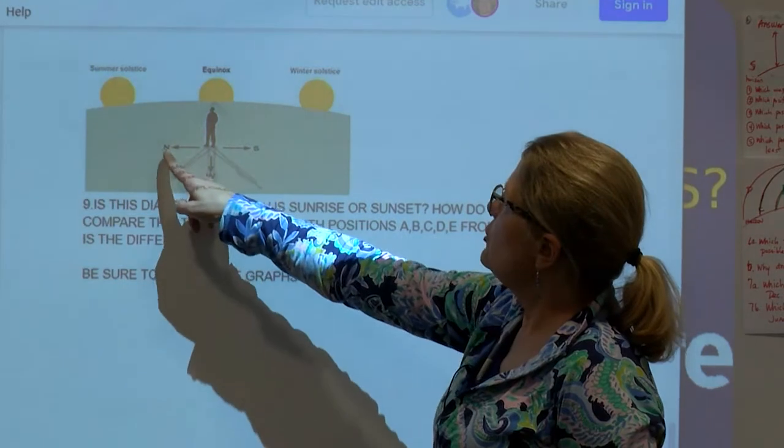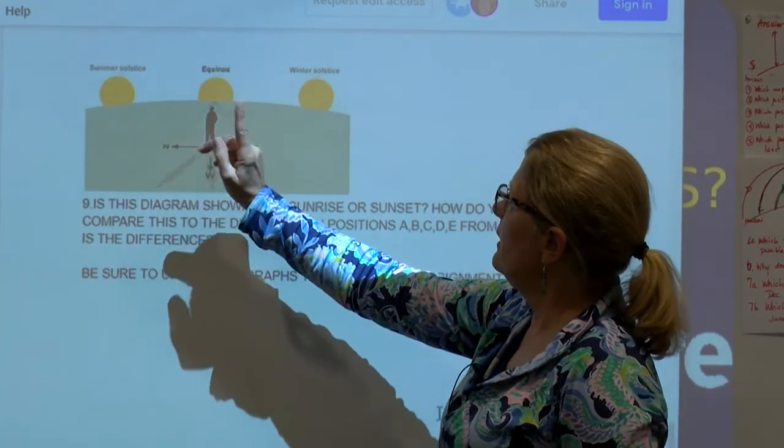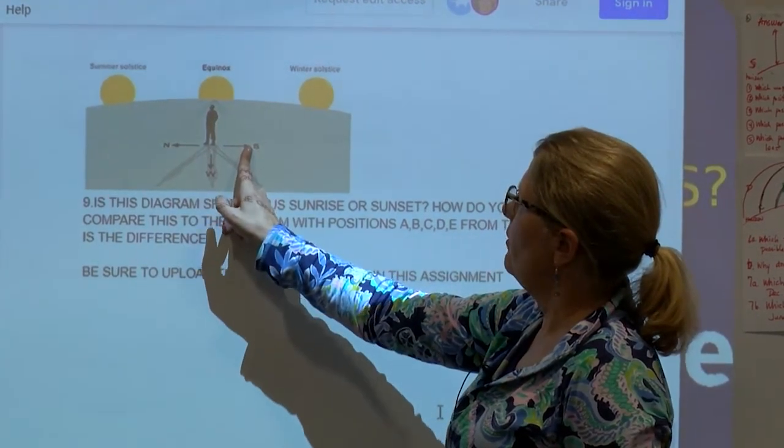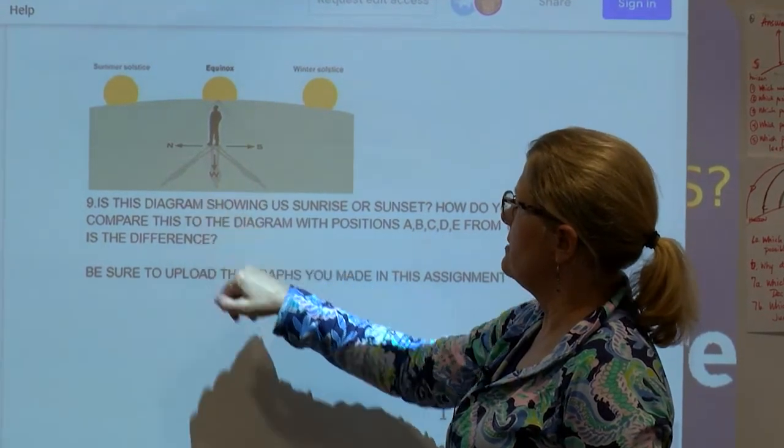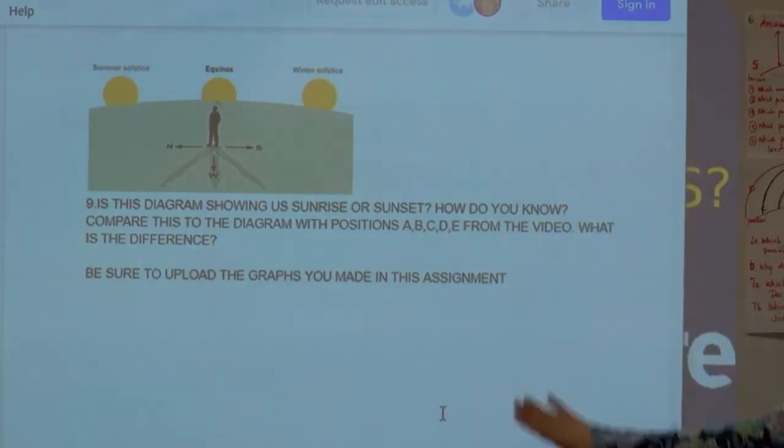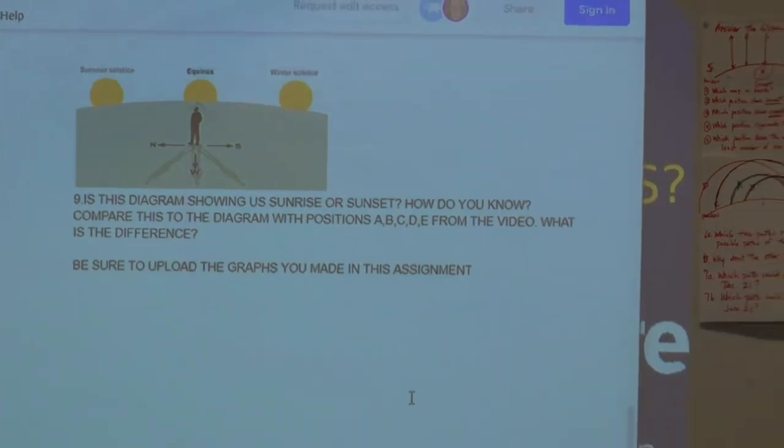Okay. It shows you that this is north. It shows you that this is south. It also shows you that this is west. All right. That is your Earth and Sun lesson.